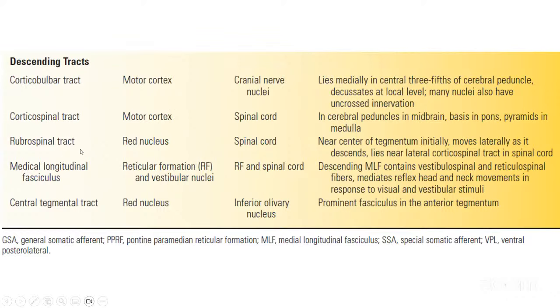And rubrospinal tract originates from the red nucleus and carries to the spinal cord. Medial longitudinal fasciculus carries fibers from the reticular formation and vestibular nuclei to the reticular formation and spinal cord. Central tegmental tract also carries fibers from the red nucleus to the inferior olivary nuclei.